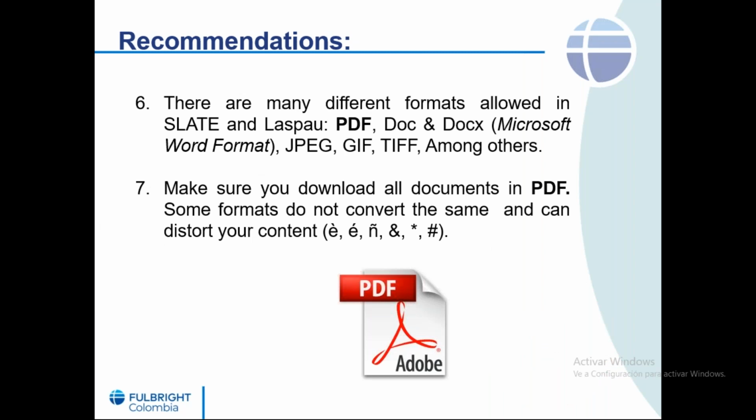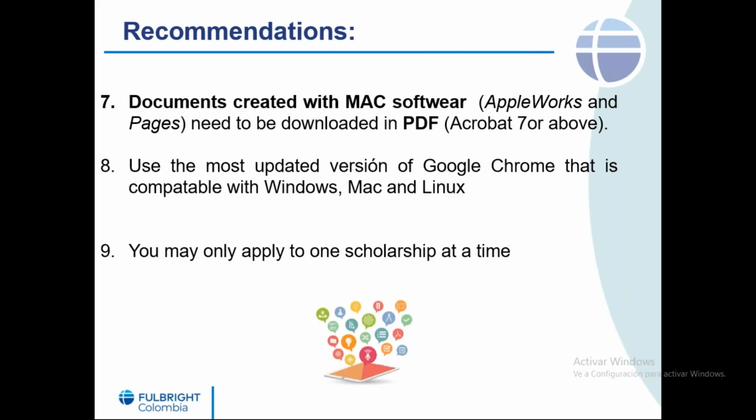There are a lot of different formats that are allowed in Slate or LostPal. You can use Word format, JPEG, GIF, TIFF, Docs, Microsoft Word format. So there are a lot of documents that they accept, but we recommend PDF, everything in PDF, because we could receive documents with different symbols for letters depending on how the document is translated. So make sure you download all your documents in PDF format. Documents created with Mac software like AppleWorks and Pages also need to be downloaded in PDF in Acrobat 7 or above. So make sure all of your documents are in PDF.